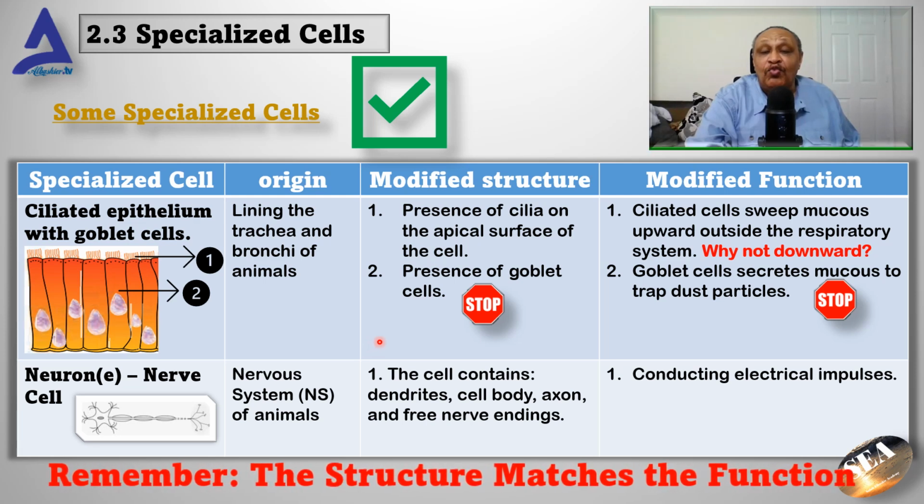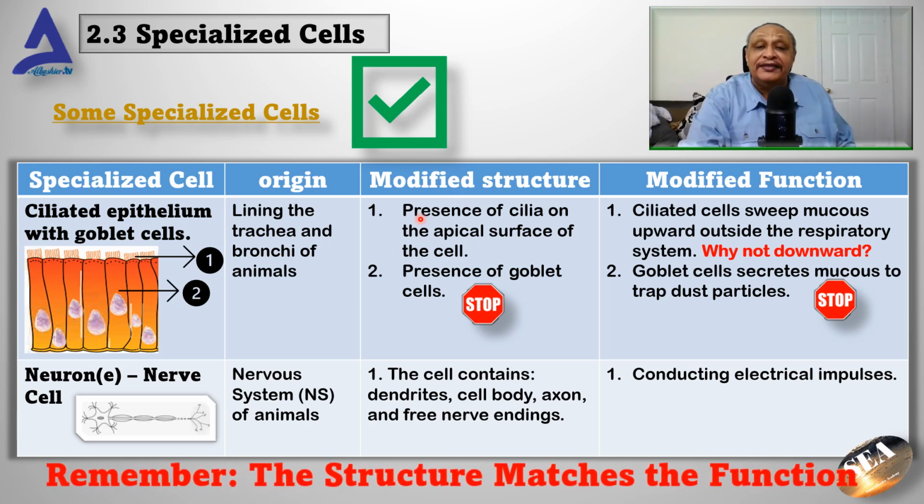And then what is the modified structure? It is the presence of this cilia. We didn't have it before. And the presence of goblet cells. This is the goblet cells. And a goblet cell is the cell which releases mucus. We are going to see that in the function.